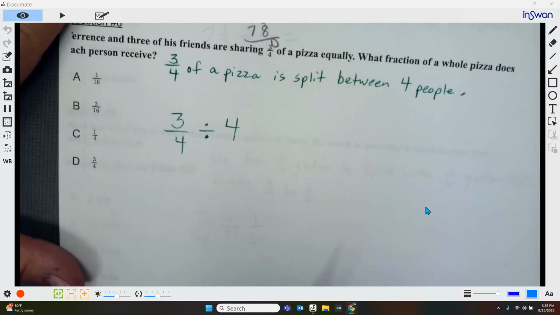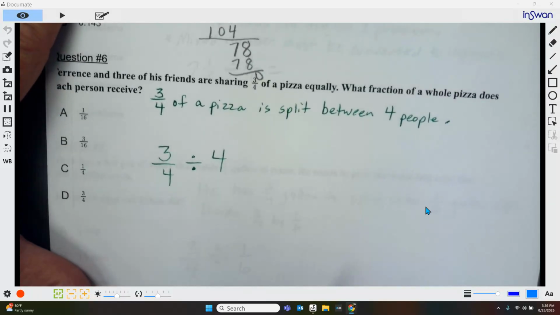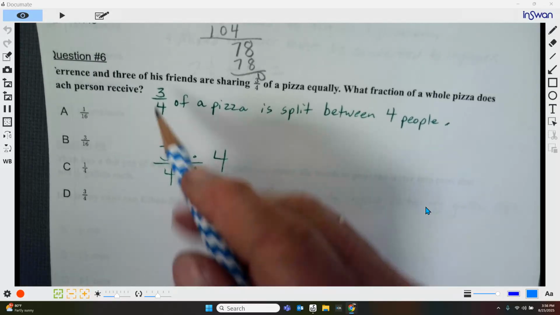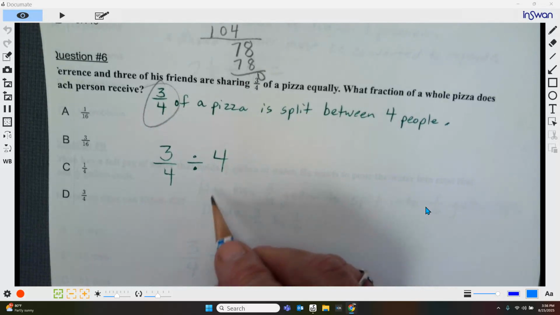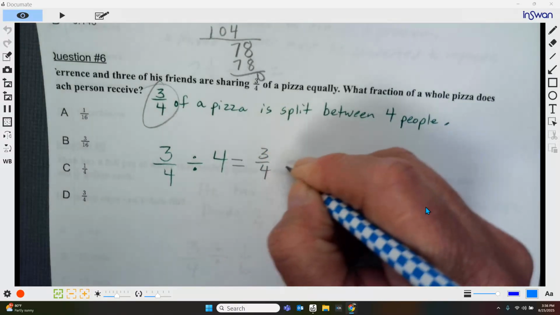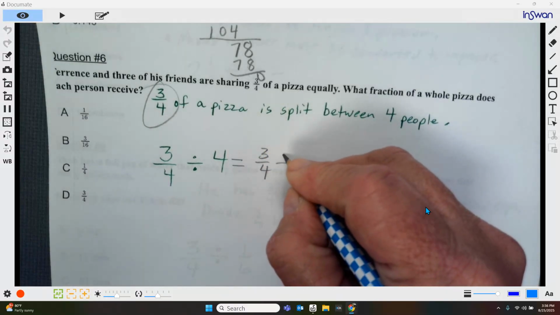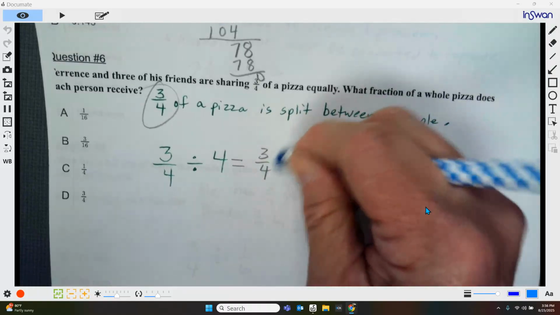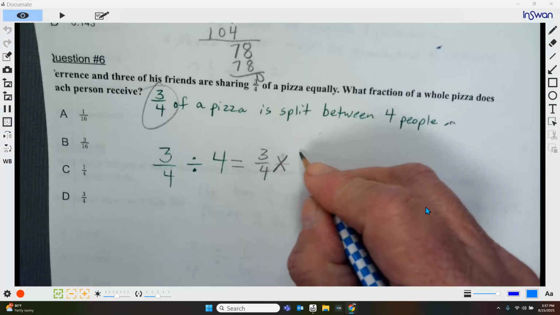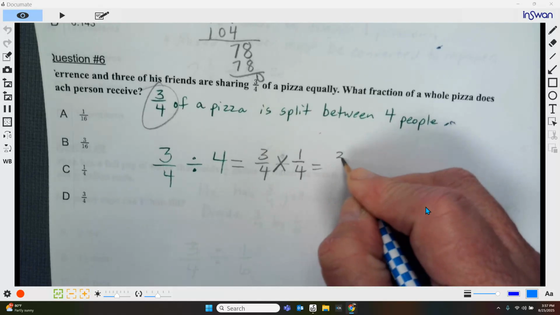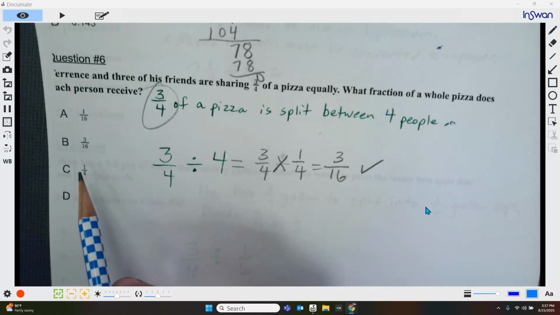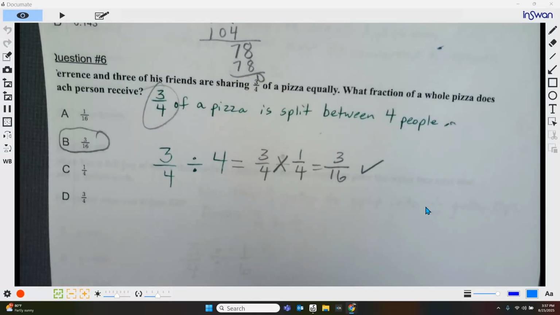Terrence and 3 of his friends are sharing 3/4 of a pizza equally. What fraction of a whole pizza does each person receive? Now we're starting with less than a whole pizza, but we're still splitting it by 4 people. So you just multiply by the reciprocal. So 3/4 of the whole pizza, divided by 4, means we're going to multiply by the reciprocal. So that instead of 4 over 1, that's going to be 1 over 4. 3 times 1 is 3. 4 times 4 is 16. So that means each person will get 3/16 of the pizza.